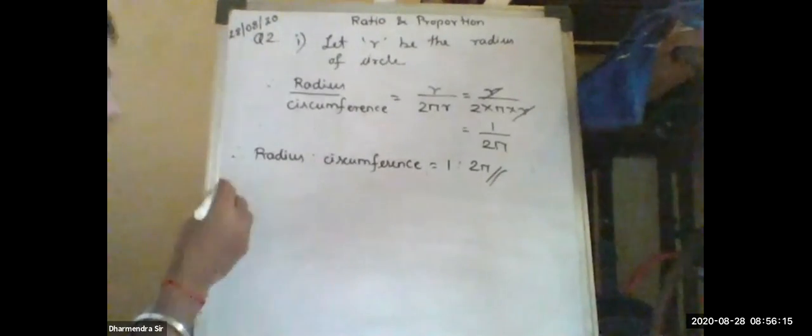I hope you understood. Very simple thing. Just assume r, the circumference formula we know, and r stands for the radius of the same circle. So r upon 2 pi r is in the form of multiplication. You can cancel the same term which is present in numerator and denominator. Cancel them and get the answer. That is, your answer is 1 upon 2 pi, which can be written in the form of 1 is to 2 pi.